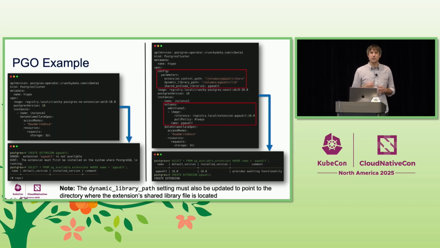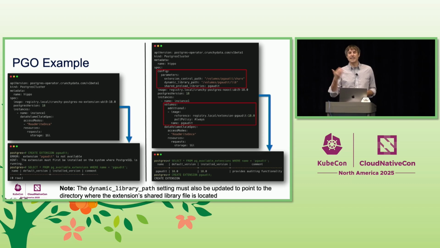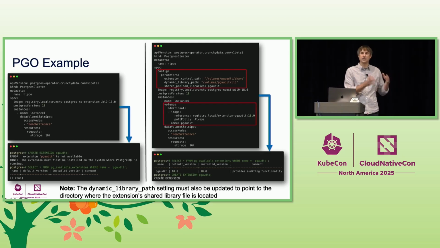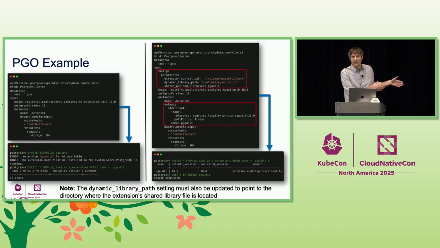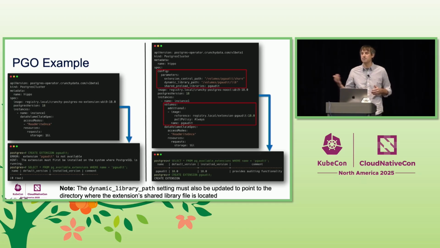And that's exactly what you see on the screen here, an example of adding an image volume extension using PGO. On the left, we have a simple Postgres cluster spec defined that uses a Postgres image containing no community extensions. And on the bottom left, a create extension command is run to create an extension, specifically pgaudit, a popular extension that adds session and object logging to Postgres. And as you can see, the command fails due to missing extension files.